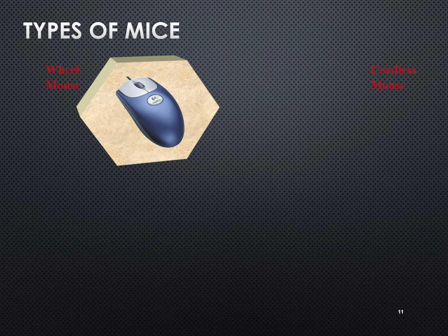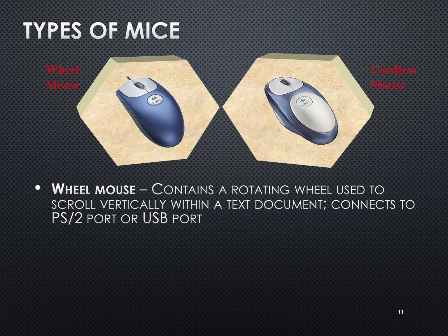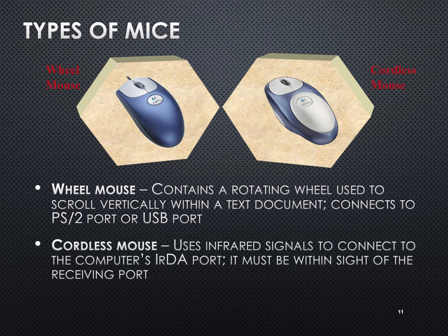Types of mice: wheel mouse, cordless mouse. Wheel mouse contains a rotating wheel used to scroll vertically within a text document, connects to PS2 port or USB port. Cordless mouse uses infrared signals to connect to the computer's IrDA port. It must be within sight of the receiving port.